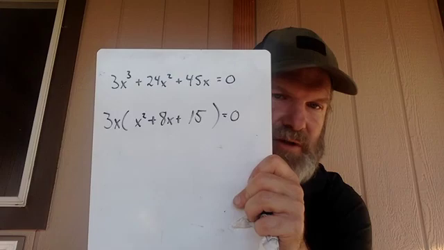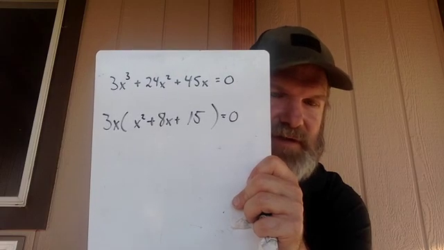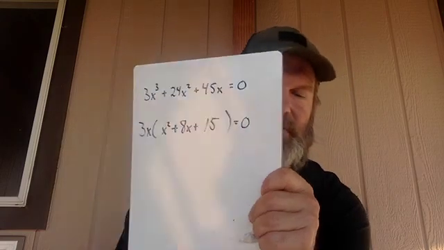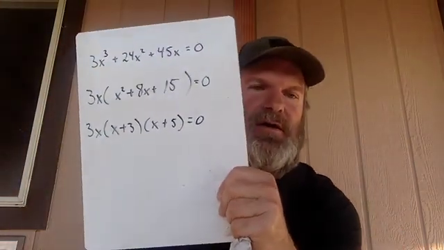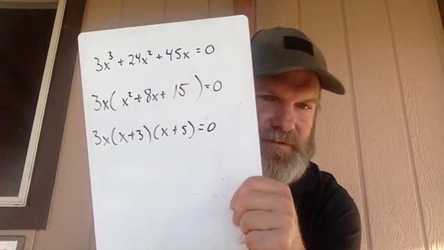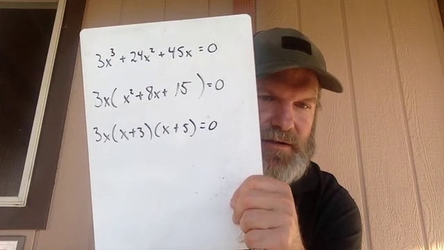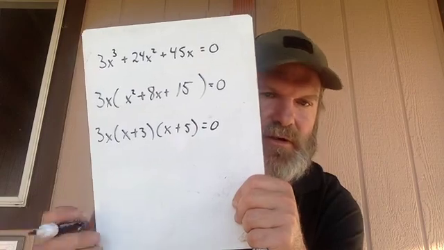So are there two numbers that multiply to give 15 and add to give 8? Yes, 3 and 5. So you would factor that further into 3x times the quantity x plus 3 times the quantity x plus 5 is equal to 0. So that is the equation fully factored. And now you could take each of those three terms individually and set them to 0. So you could set 3x equal to 0, you could set x plus 3 equal to 0, and you could set x plus 5 equal to 0.